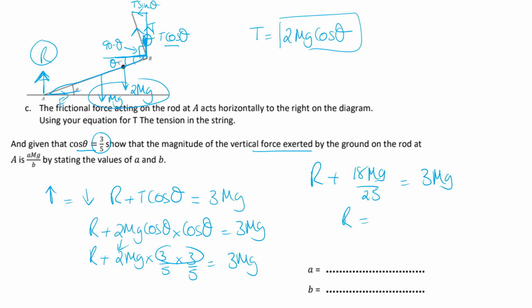So R is equal to 3mg minus 18mg/25, and 3 is 75/25. 75 minus 18 is going to be 57mg over 25. So A is going to be 57 and B is 25.